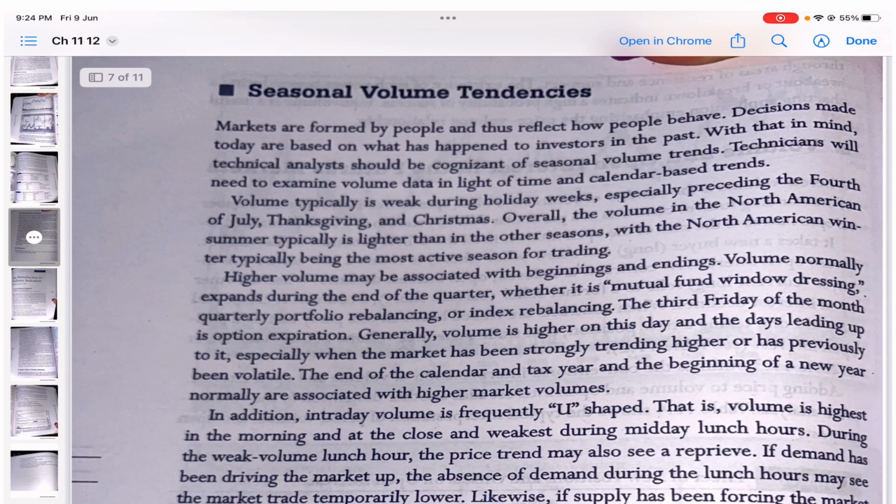Okay. So now we come to the next topic, which is seasonal volume tendencies. Give me a minute.